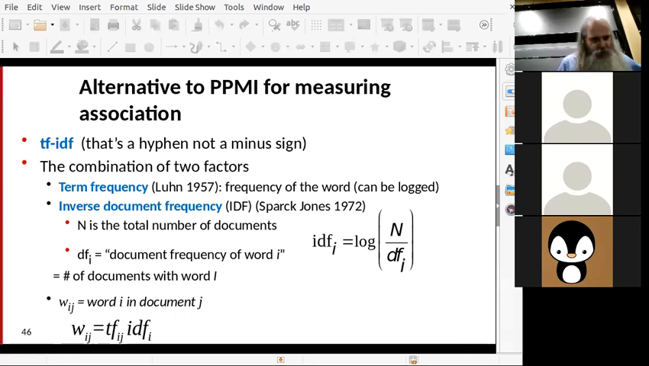There's another measure that we can use as an alternative to PPMI, and that's TF-IDF. TF-IDF stands for term frequency. So it's the frequency of the word, the probability of the word in all of the documents that you have. Sometimes we flatten its distribution by taking the log of it. And then we also have the inverse document frequency, IDF, okay?